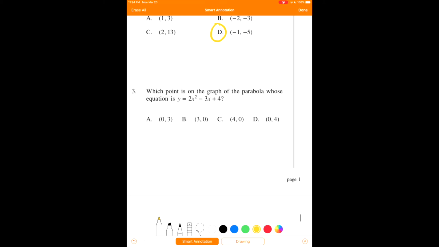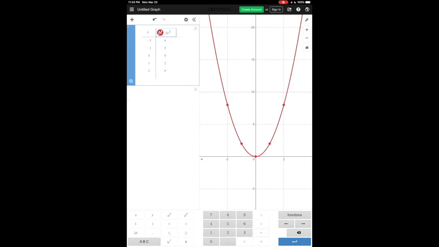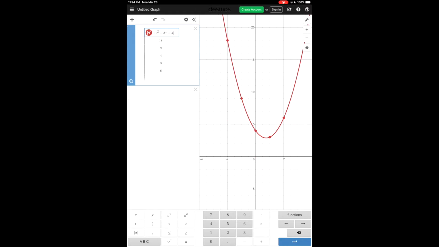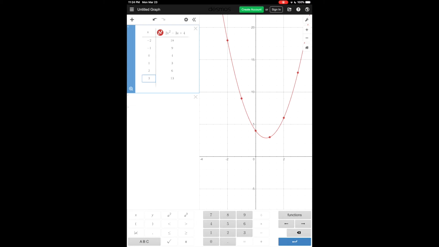Which point is on the graph of the parabola whose equation is 2x squared minus 3x plus 4? So when I'm looking at my answer choices for that, I have 0, 3, which is not on my table. I have 3, 0, which is not on my table. I have 4, 0, which is not on my table. And then I have 0, 4, which is on my table. So my answer for that one is going to be D.